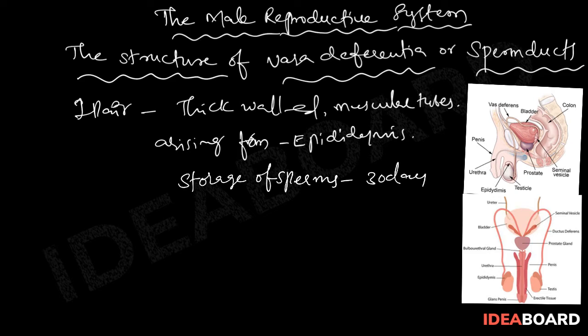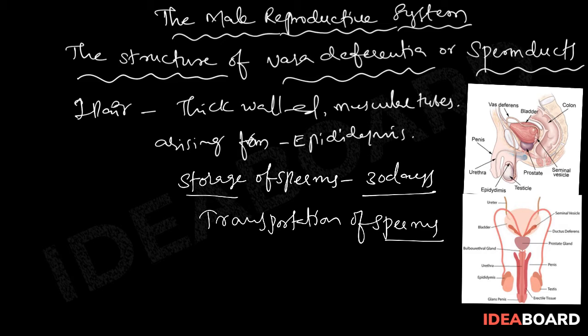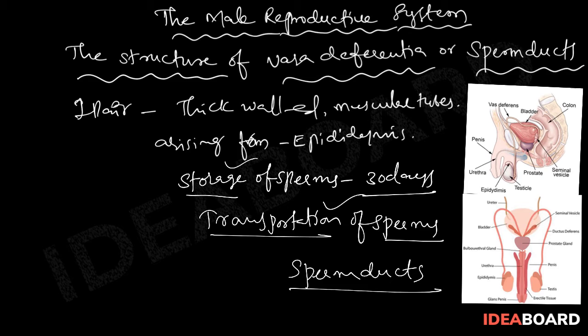Approximately around 30 days, the sperms will be stored in the vasa deferentia after production of the sperms in the testis and after maturation of the sperms in the epididymis. And these vasa deferentia are also useful for the transportation of sperms. So the functions of the vasa deferentia are storage and transportation of sperms. So these vasa deferentia are also called sperm ducts because their function is to transport the sperms from the scrotum to the abdominal cavity. In the abdominal cavity, after transportation, the sperms will enter into the ejaculatory duct.